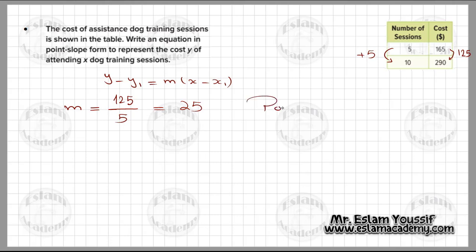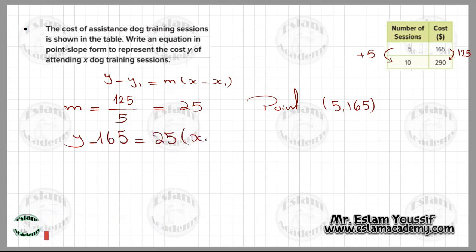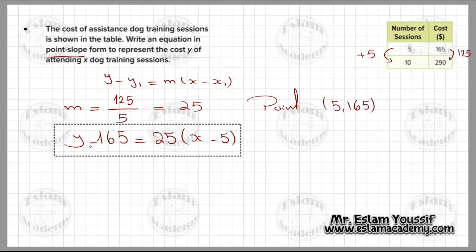Now we need to find the point. We can choose one of the 2 points here, which is 5 and 165. So the equation now would be y minus 165 is equal to 25 multiplied by x minus 5. And that's how we can write the equation in point-slope form. So the equation in point-slope form will be y minus 165 equals 25 times x minus 5.